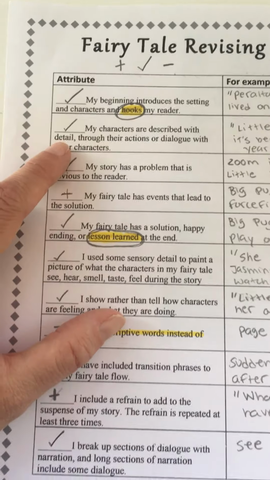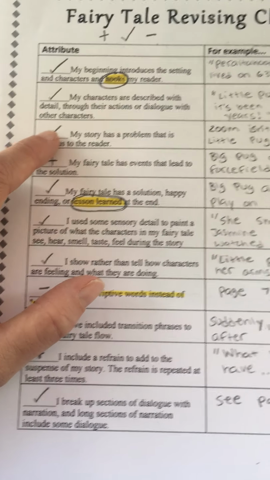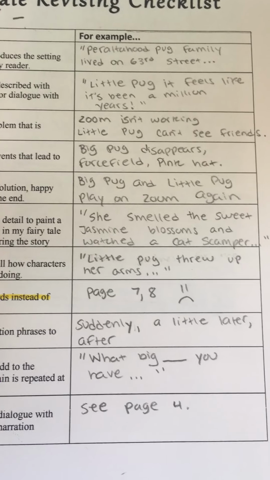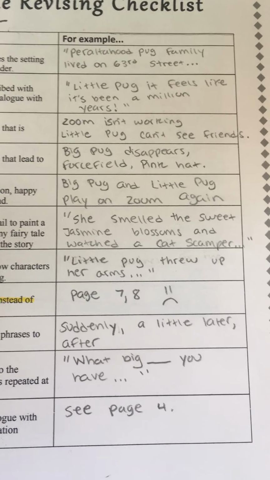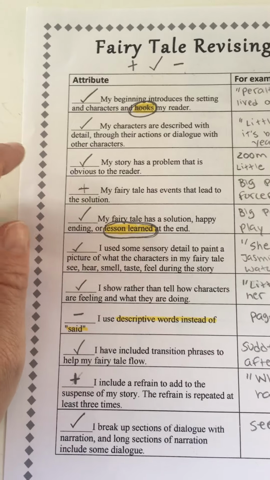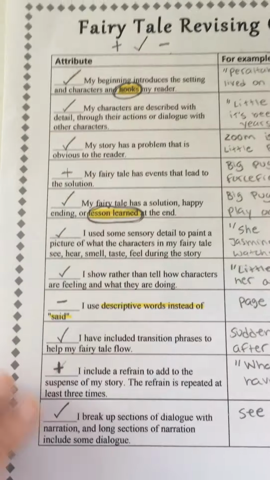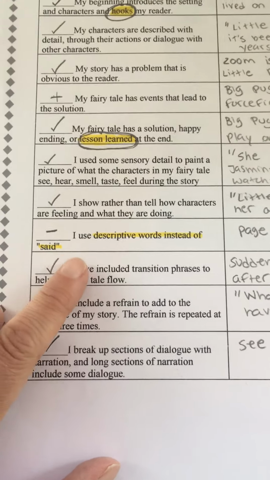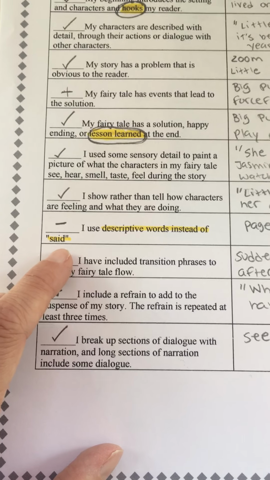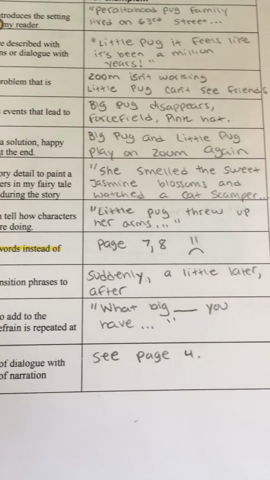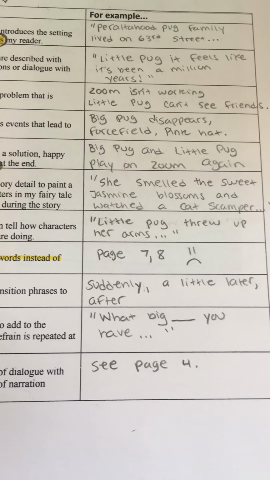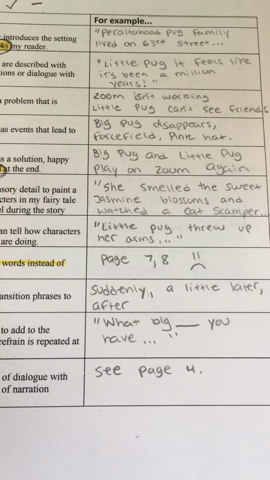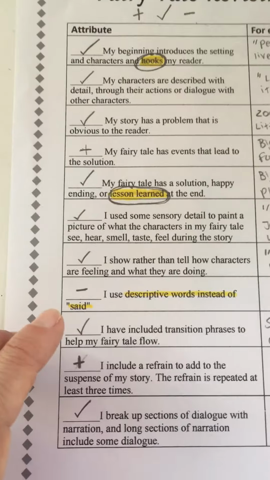I went down the checklist, rating myself in each category and giving examples that showed where in my writing I had done those specific things or where I hadn't done such a good job of meeting the expectations. So for example, for this one, I gave myself a minus. It says, I use descriptive words instead of said. And I noticed that on page 7 and 8 of my writing, I used a lot of said. So I just wrote down page 7 and 8. I need to go back and revise that page, and I put a little frowny face to remember.